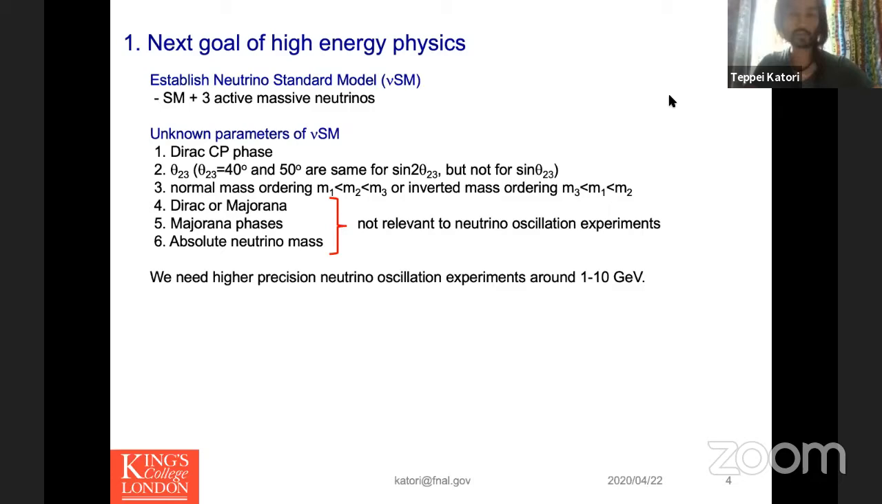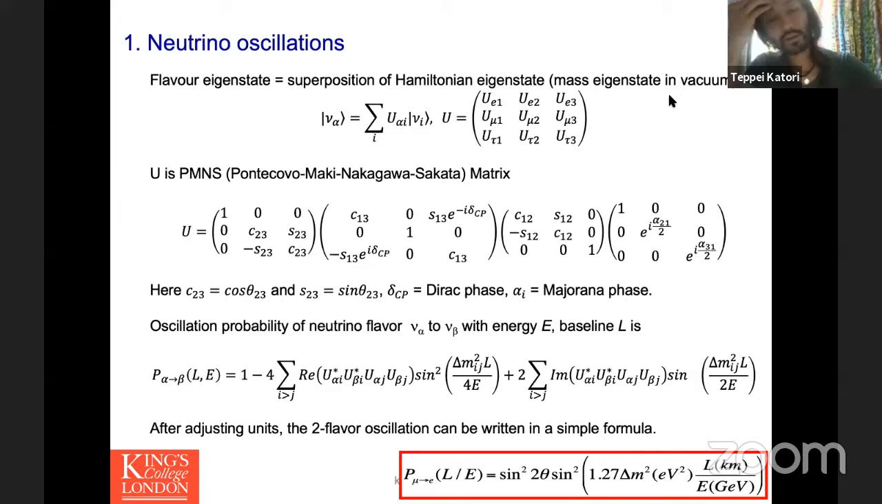Okay, so formulation. The key is, I want to go very briefly. The neutrino flavor eigenstate is the mixing of mass eigenstates, and you can parameterize this mixing matrix with the three mixing angles and the one CP phase. Again, the Majorana phases are not in the oscillation formula. And you can write down the oscillation formula in this way, which is a very generic way.